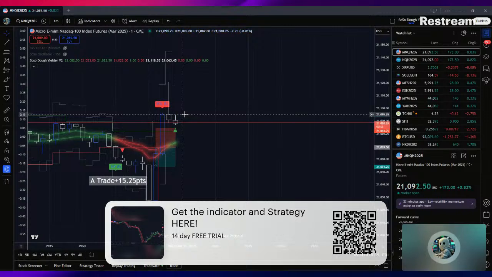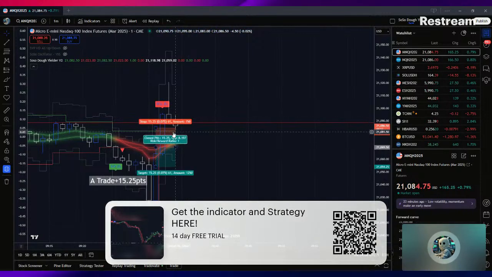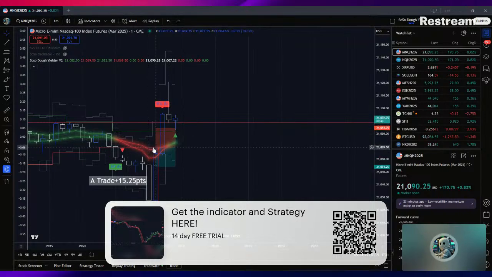See, we're down below the entry here now, so you could have taken a profit. What you have to watch for is, again, like here, we had a retest of this level. Here, we could be retesting this level for a move up.